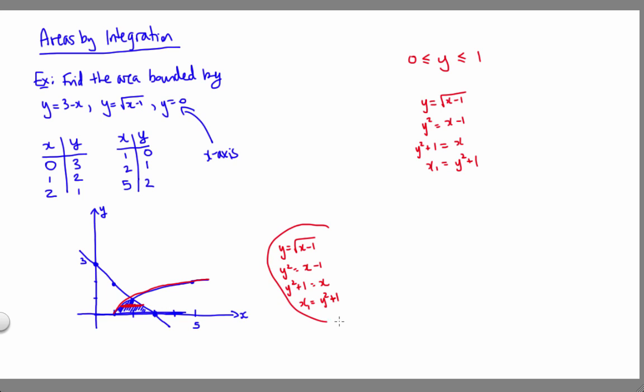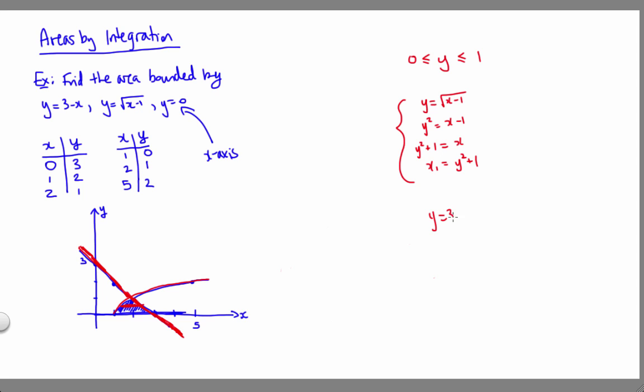I'm going to take all this work that we just did and recopy it up over here so that we can see our work progressing in a logical way. So now let's look at the line that's forming the boundary of the right side of our area. It has formula y equals 3 minus x, and we'd like to get x in terms of y. So x plus y is equal to 3, x is equal to 3 minus y. And since this is forming the right-hand boundary, let's call that x2.